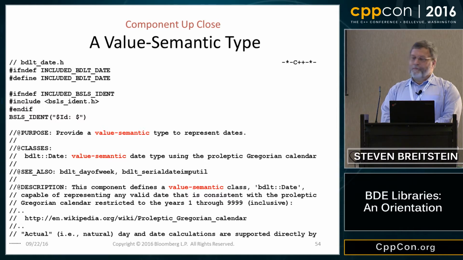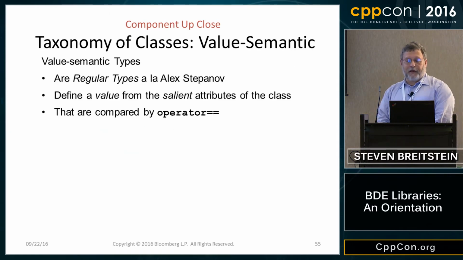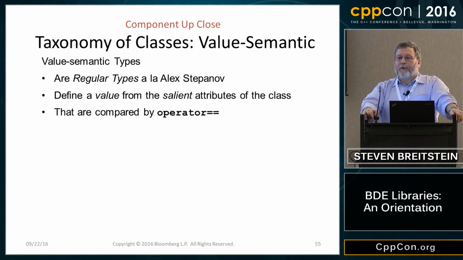Yes. Which is why we'll spend time to discuss what goes into that. Briefly, value-semantic types are ones that represent a value that have regular type syntax, a la Alex Stepanov, that have a reasonable operator, have an operator equal that compares those things. So those are the characteristics of a value-semantic class.